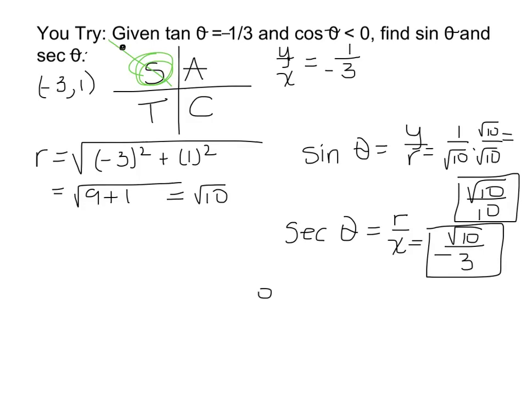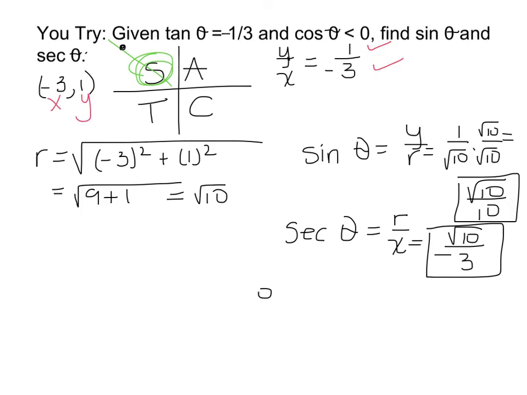Okay, so if you did it right, first I always have to identify where the point lies. I know tangent is y over x, so I set up the information they gave me, 1 over negative 3. And I knew it was negative because it said that tangent was negative and cosine was negative, which puts us in quadrant 2. In quadrant 2, the x's are negative and the y's are positive. So that's how I knew that the negative went with 3.